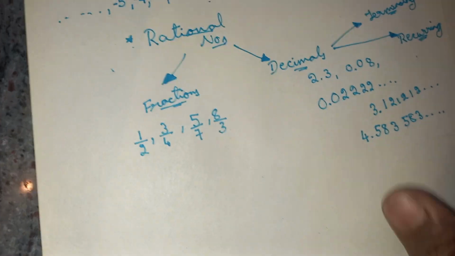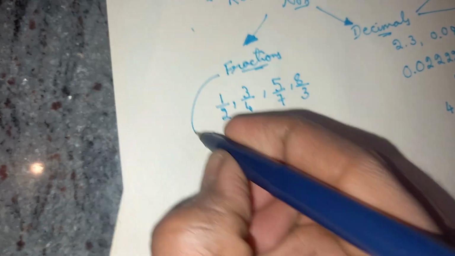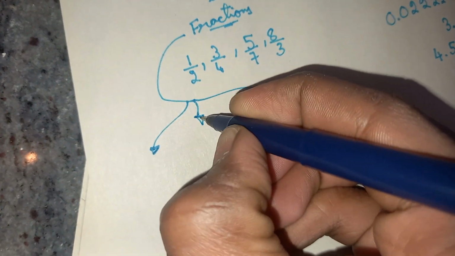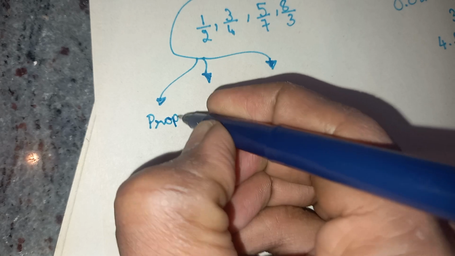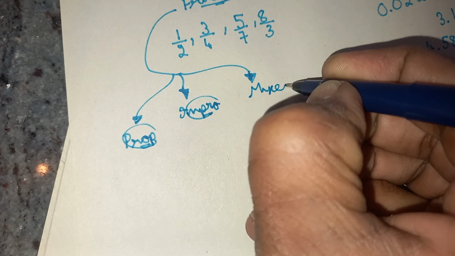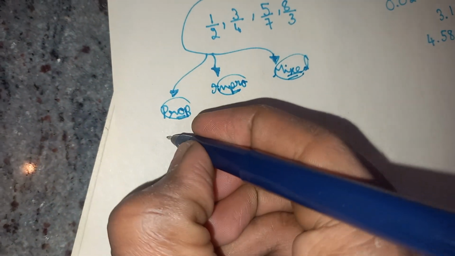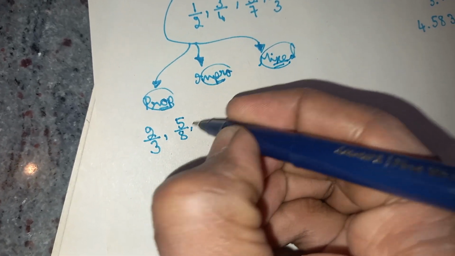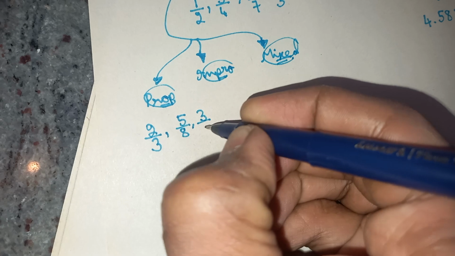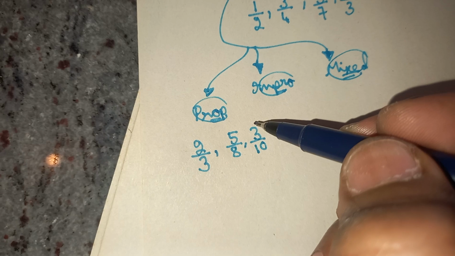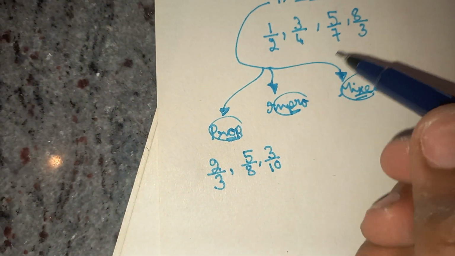And then in fractions also there are three types of fractions. Those three types you can write here, like a branch. Those three are: one is proper fraction, another is improper fraction, and the other type is mixed fraction. In a proper fraction, the denominator is always bigger than the numerator: 2 by 3, 5 by 8, 3 by 10, like this. These are numbers which are between 0 and 1. They are proper fractions, and there will even be a lot of negative fractions.